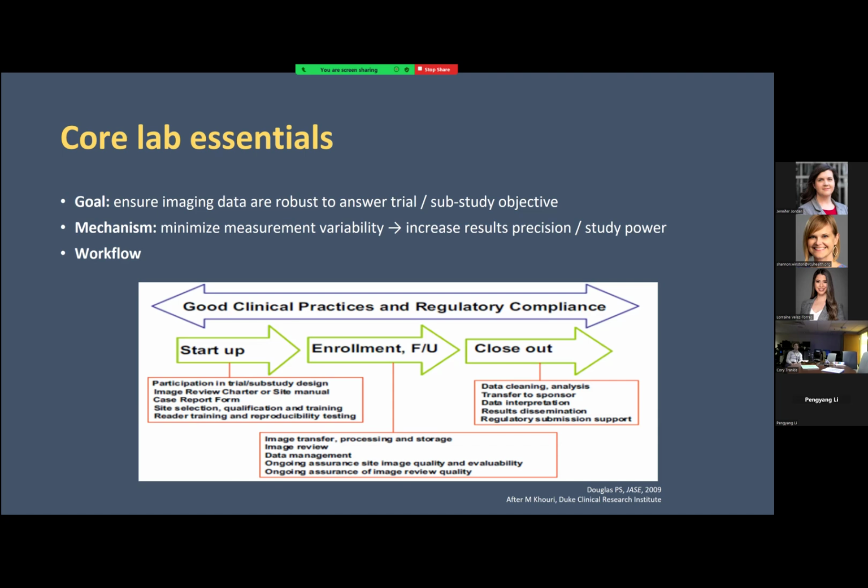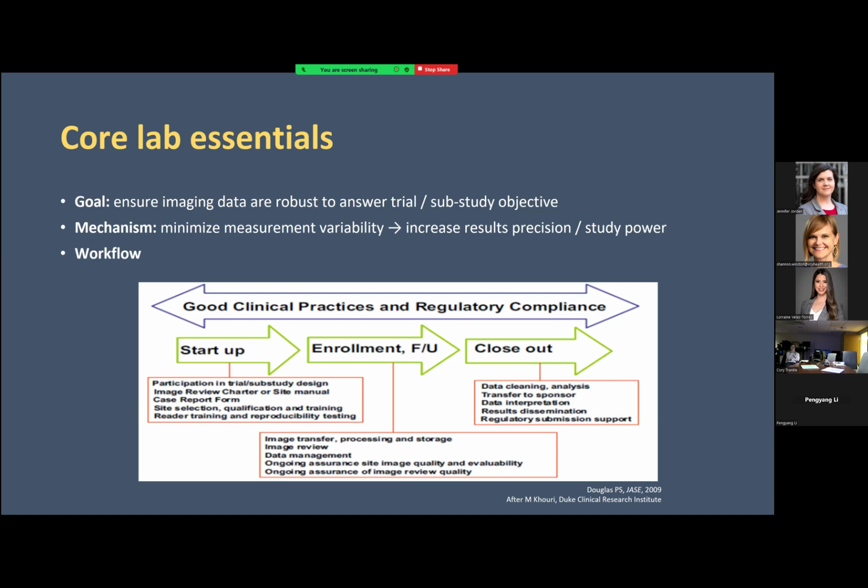Then during the enrollment and follow-up, they are involved with the image transfer, processing, and storage of those images. They review the images and analyze them. They are in charge of the data management. So when we make the measurements on the scan, they have to go somewhere. It might be a REDCap database or another type of database, but they are in charge of moving all of the data into the database for the statisticians.